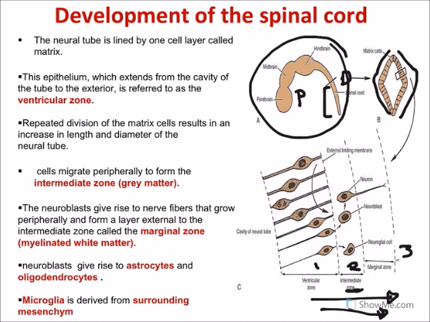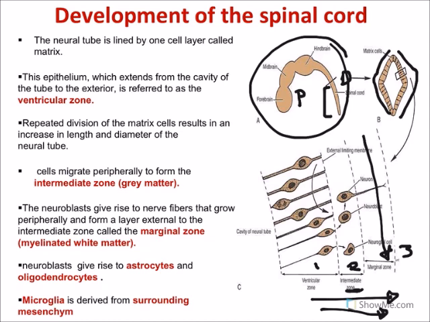The neuroblasts, which are the earliest stage of the neurons, will give rise to the nerve fibers that extend to the periphery of the tube, forming this layer, which is the marginal zone or the external layer. This layer lies outside the intermediate zone and is called the marginal zone, which will develop into the white matter of the spinal cord.